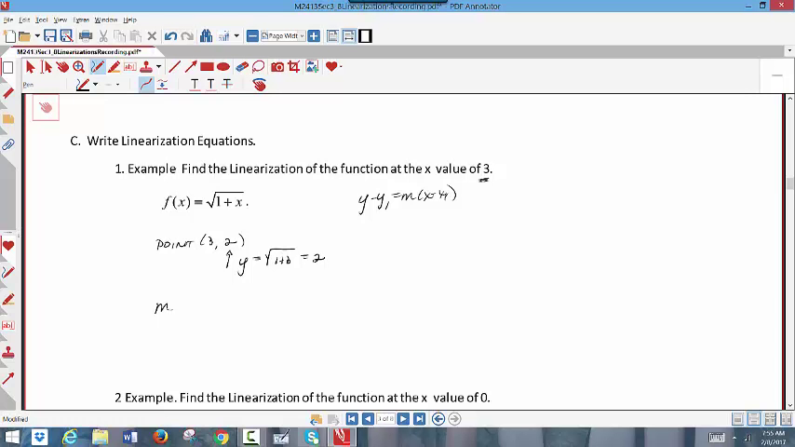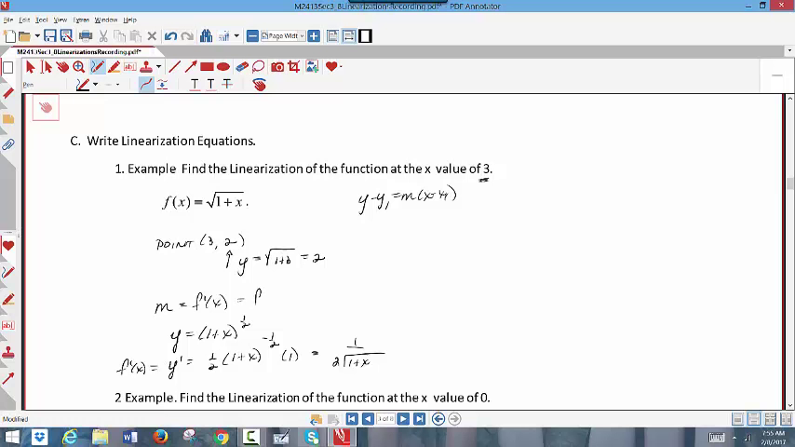Then we need to find the slope. Again, to write an equation, we need the point and a slope. So the slope is the first derivative of the function evaluated at the x value of 3. So my function is 1 plus x to the 1/2 power. So when I take the derivative, it's the chain rule, 1/2 in the front, then 1/2 minus 1. Then the derivative of what's in the parentheses, the derivative of 1 is 0, but the derivative of x is 1. So this becomes 1 over 2 times the square root of 1 plus x. So now, that's the derivative. That's my f prime of x.